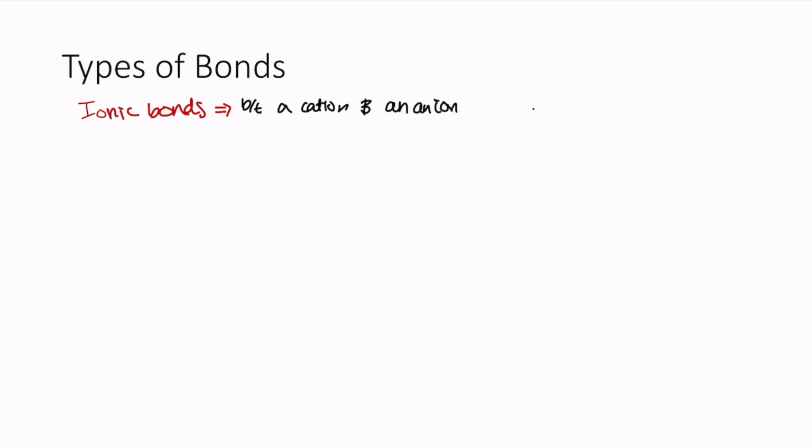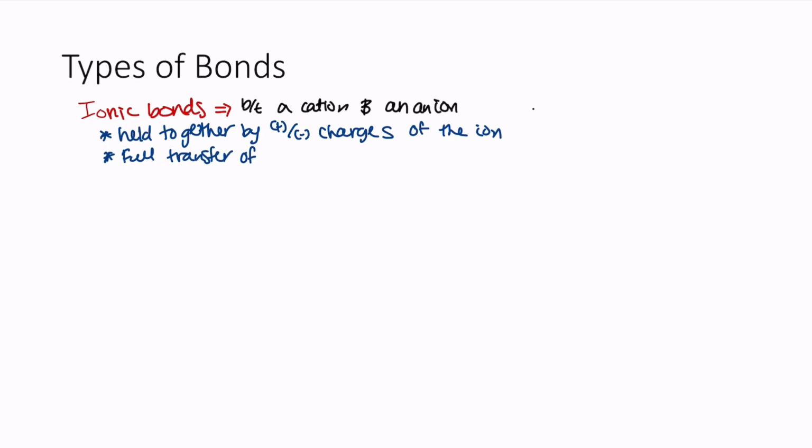They are between a cation and an anion. So that means they are held together by the positive and negative charges of the ions. And the charges are a result of transferring electrons. So we have a full transfer of electrons. The other type of bond is a covalent bond.